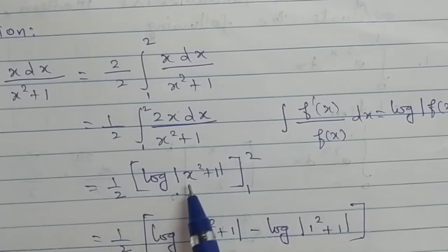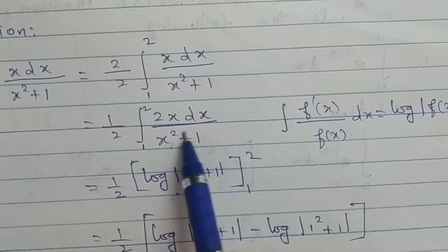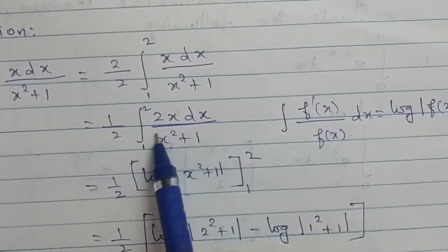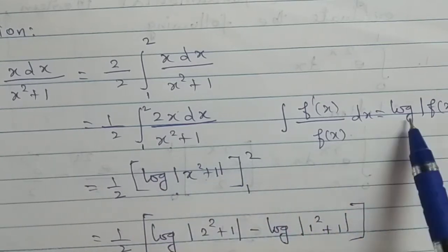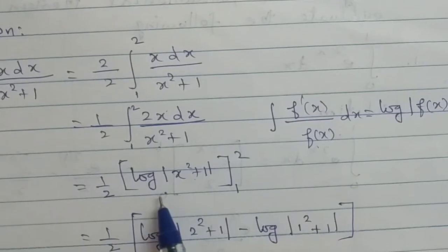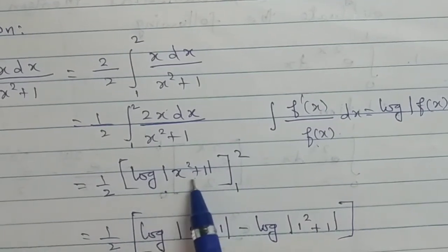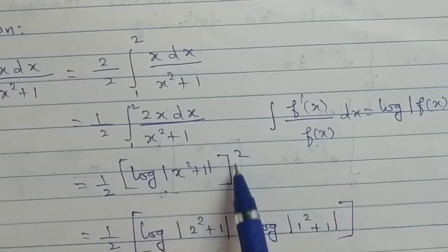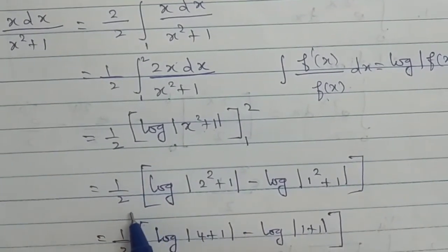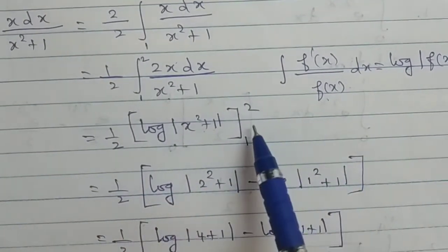So log modulus of x square plus 1. The denominator is f of x and the numerator is f dash of x. The denominator function is f of x, and the log takes the denominator value. So 1 by 2 log modulus of x square plus 1, with limits 1 to 2.